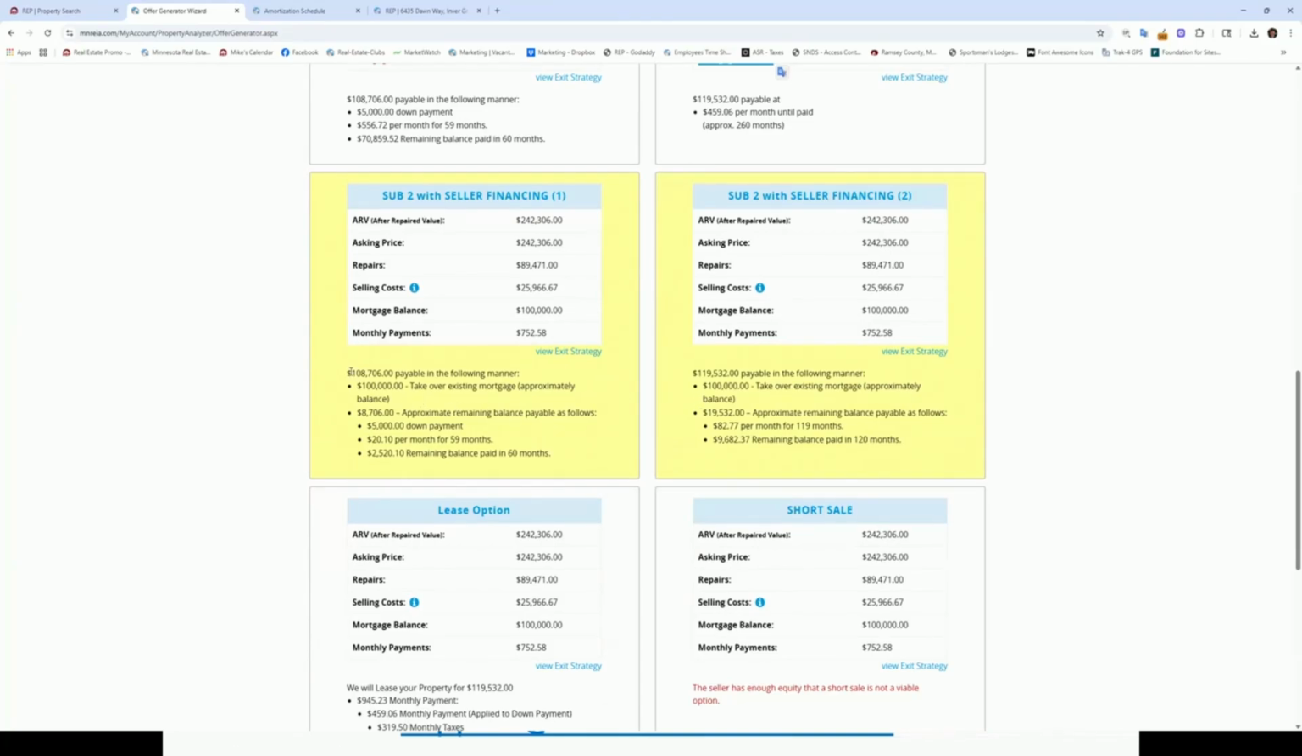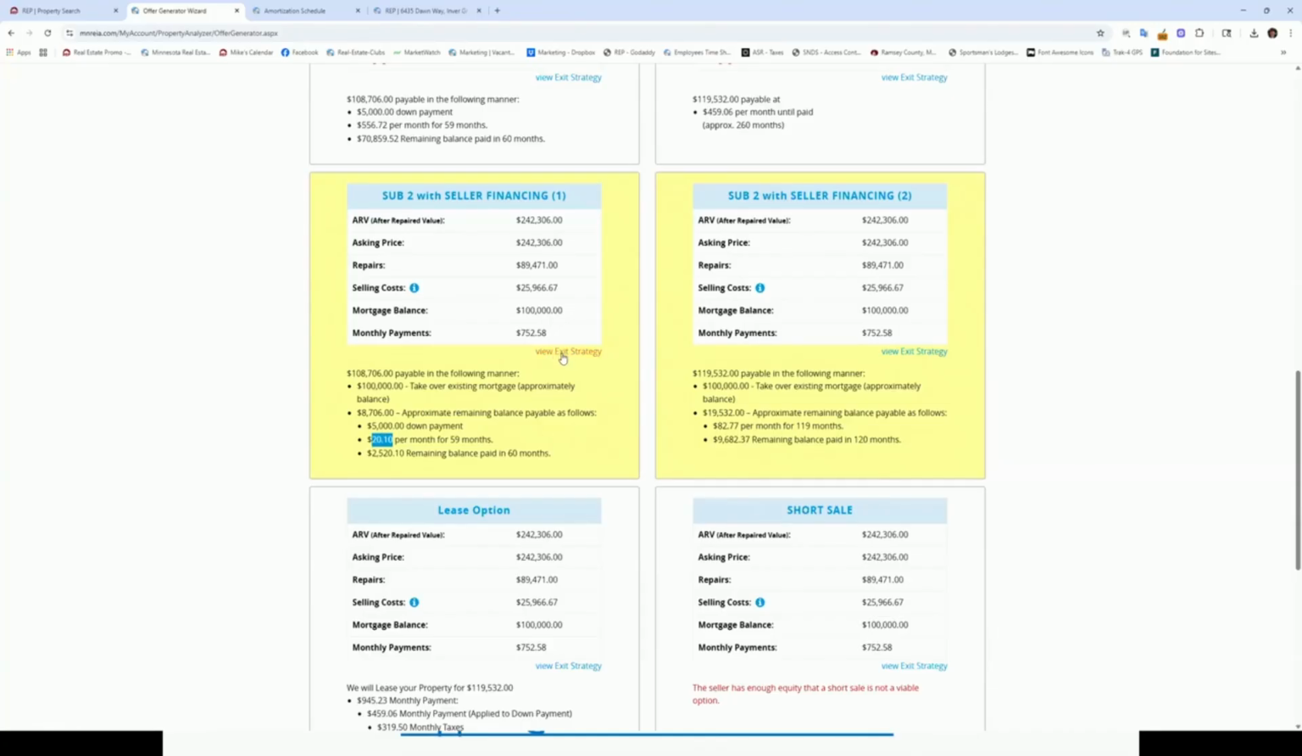So here it's saying, well, we'll give you $108,000. Right? And what we'll do is we'll take over your $100,000 loan. That'll leave a balance of $8,700. I'll give you $5,000 down now. In this case, it's saying I'll pay you, like $20. I would probably go in there and tweak that. I have to run the numbers on that because $20 is a pretty low amount. So I'd probably get that up to like $50 or $75 a month. That's just going to come out of my cash flow. So I just got to make sure I got the cash flow.